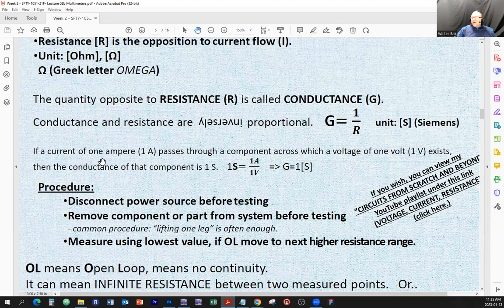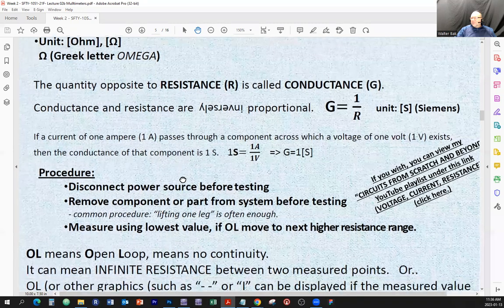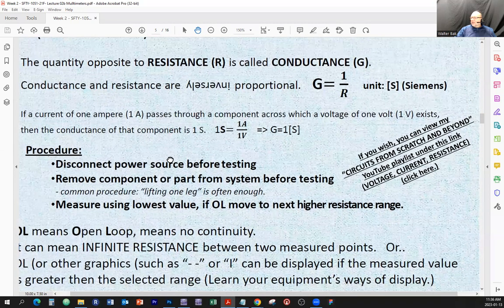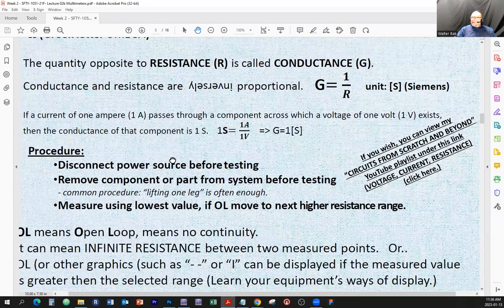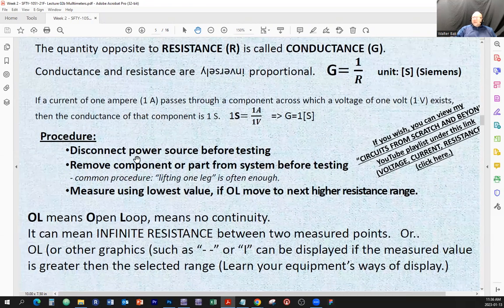If a current of 1 amp passes through a component across which a voltage of 1 volt exists, then the conductance of that component is considered 1 Siemens. Another little bit more background information. Well, I would ignore that.